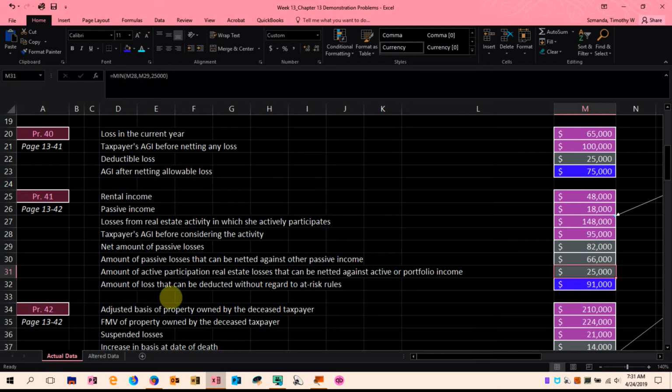So the question is, how much of the loss can be deducted without regard to at-risk rules? And it turns out then we would just sum the total of the amount of passive losses that can be netted against other passive income, which we said was $66,000. That's just the 48 plus the 18. And then we'll add to that the $25,000 of active participation from the real estate losses that can be netted against active or portfolio income. And so she winds up with $91,000 total.